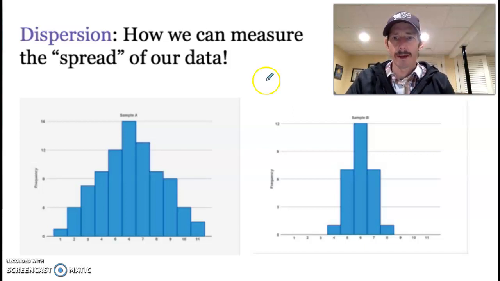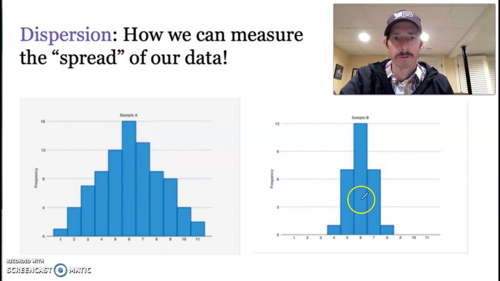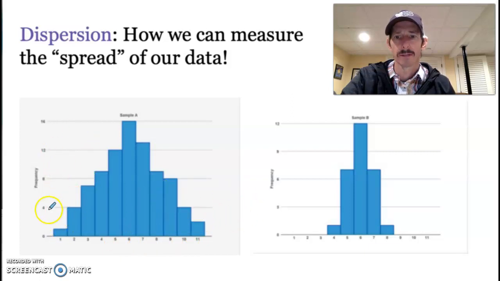So what I have here are two histograms, and both of these histograms have the exact same center. This is a 6, and this is also a 6. So the center of these two distributions is exactly the same. They're both 6, but it's very obvious visually that they're different from each other. This one has a much wider spread of values. Its values start at 1 and go all the way up to 11.